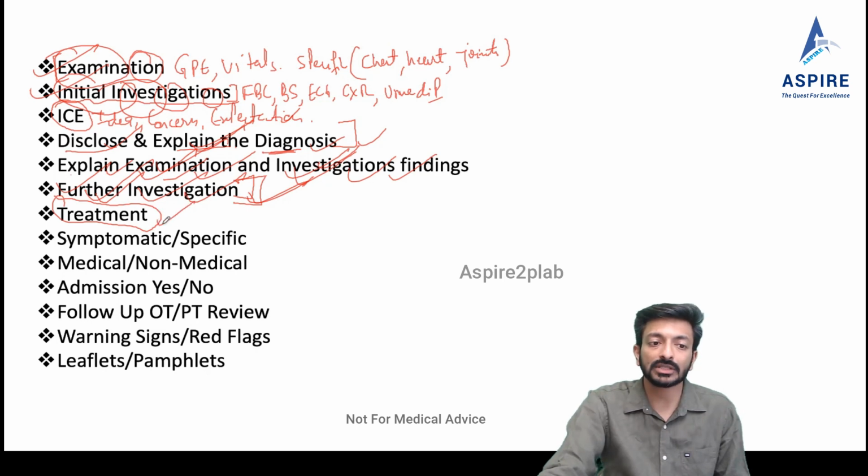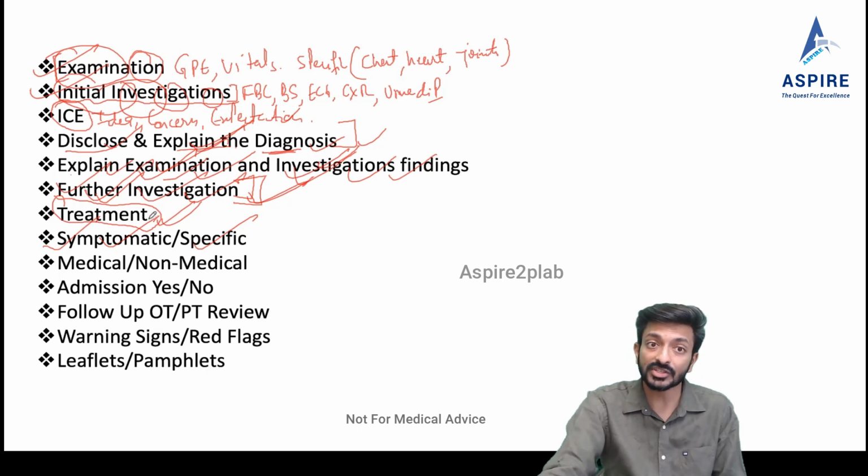We need to mention the treatment plan. So treatment is symptomatic and specific. That's very, very important. There is symptomatic and specific treatment. For example, take any station, say you're dealing with giant cell arteritis. There is symptomatic treatment as well. The patient is coming to you because of pain. So what's your symptomatic treatment? Painkiller. The patient is coming to you with nausea and vomiting. What's your treatment? Antiemetic. So that's your symptomatic treatment, which is a must.